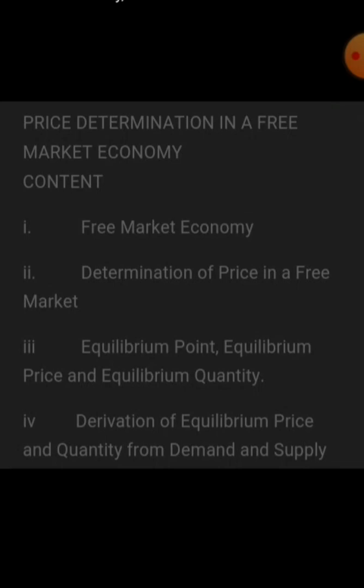Today we'll be looking at price determination in a free market economy. Under that, we are going to be looking at how price is determined in a free market, the concept of equilibrium point, equilibrium price, and equilibrium quantity, and some derivation of equilibrium price and quantity from demand and supply.